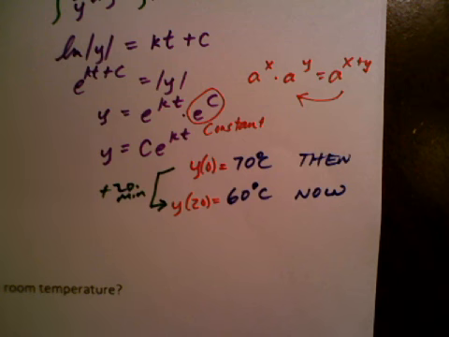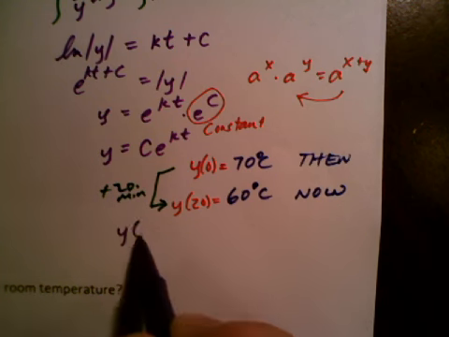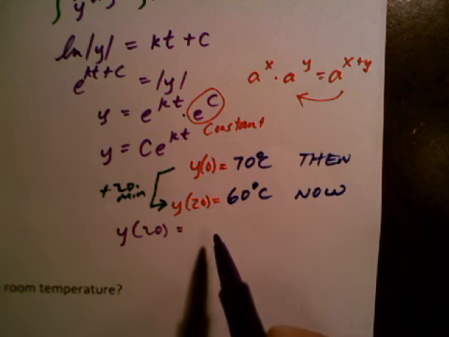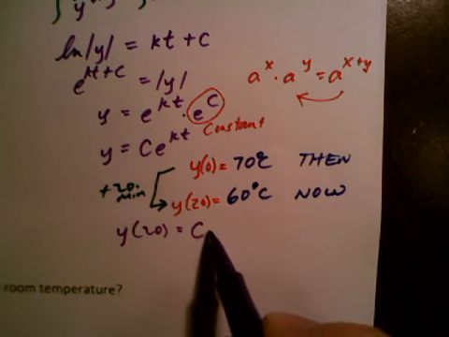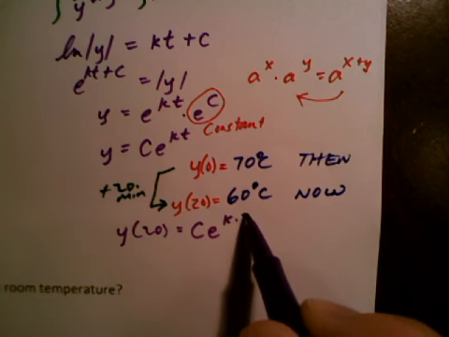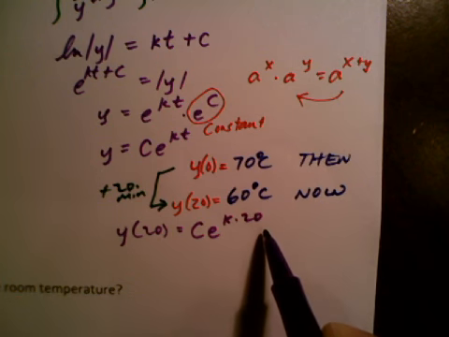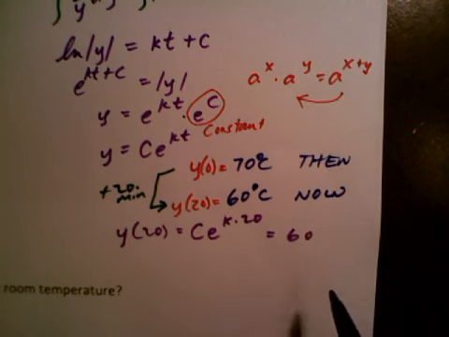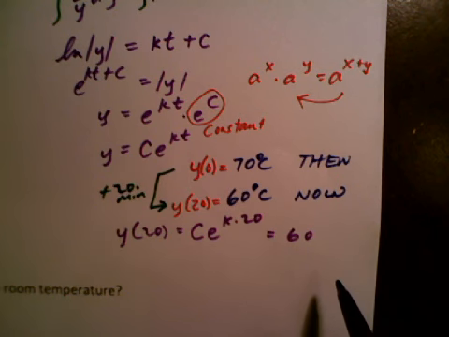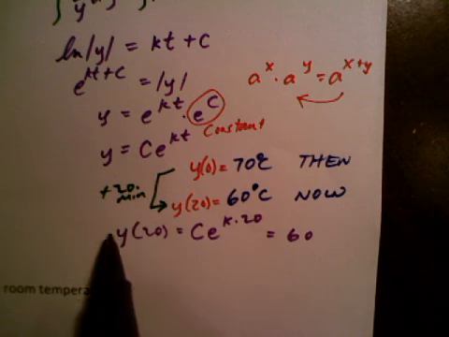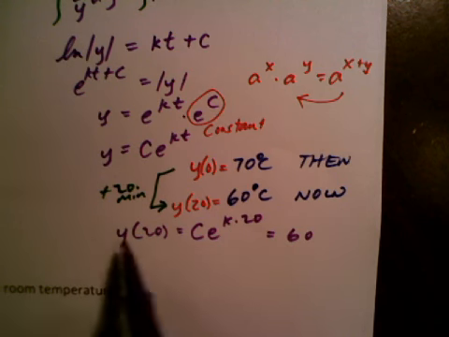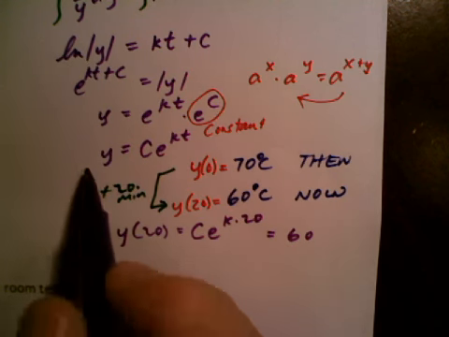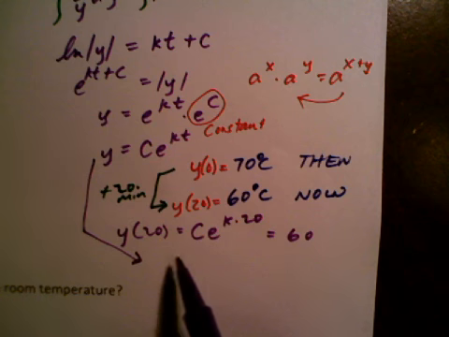Then we use that information to figure out what c is equal to. So let's do this in purple. We have y of 20 is equal to c times e to the k times 20, because t is 20, and that again is equal to 60 degrees. I totally blew it. I don't want to do that yet. Sorry, we're going to come back to that. We're going to bypass that. Sorry, jumped the gun there.